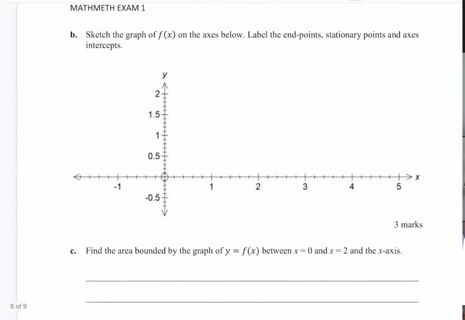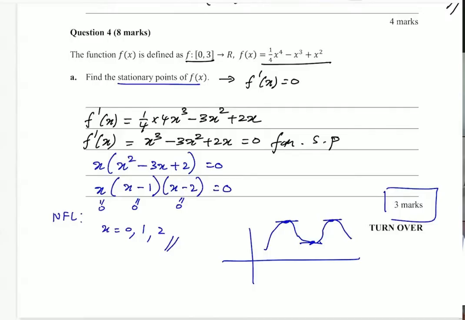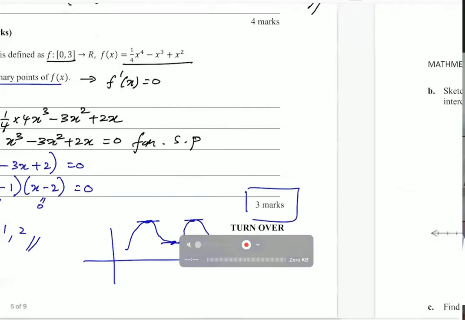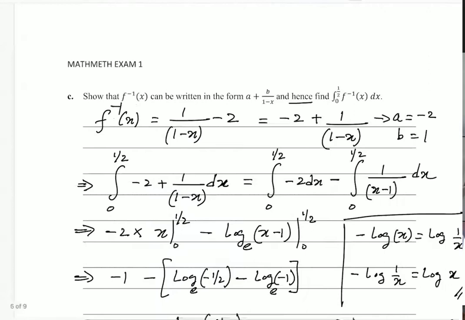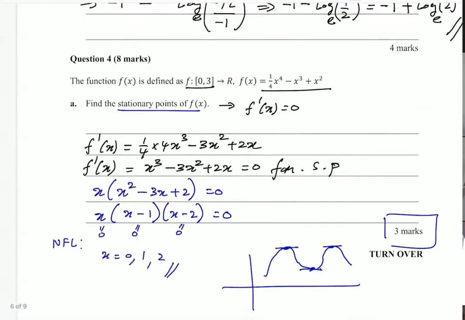Okay. Sketch fx on the axis below. So here, yeah, you need to graph it. To graph, of course, you have to find the y coordinates as well, right? So when x is equal to 0, what is y? 0, right? Yeah. Am I right? Yeah. If x is equal to 0, y is 0. Then when x is equal to 1, what is y?